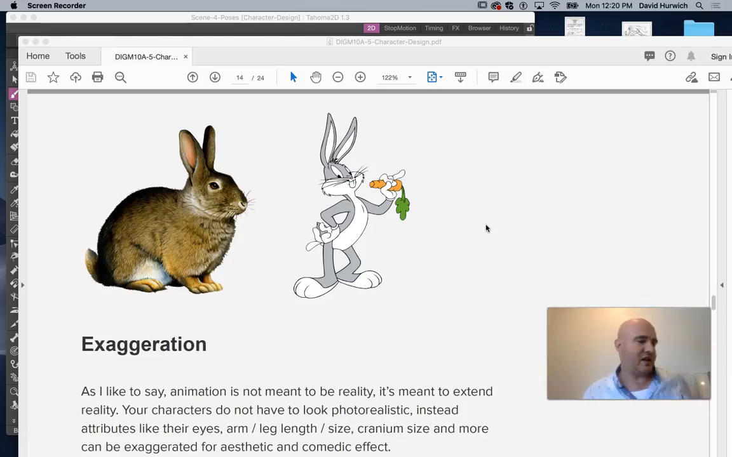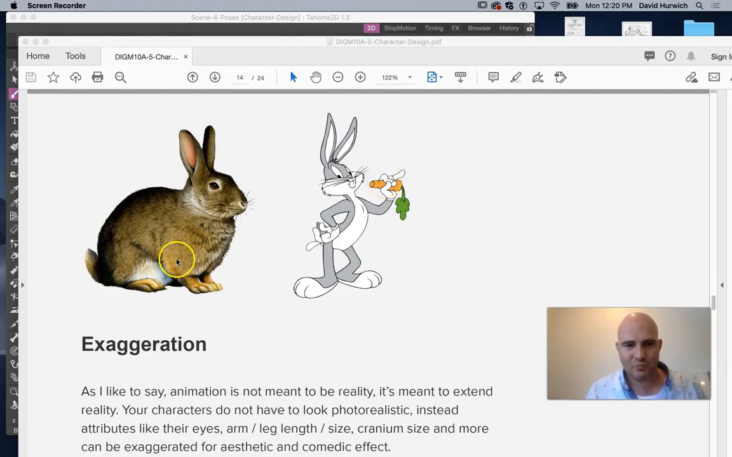Another aspect of character design is exaggeration. So this is what a bunny looks like, right? And you could map out the proportions of a bunny, the head and the ears and the torso and the back legs and whatever. And then here's Bugs Bunny, right?